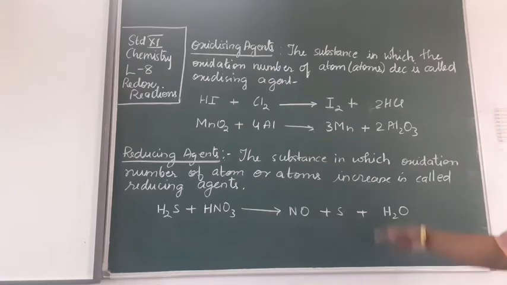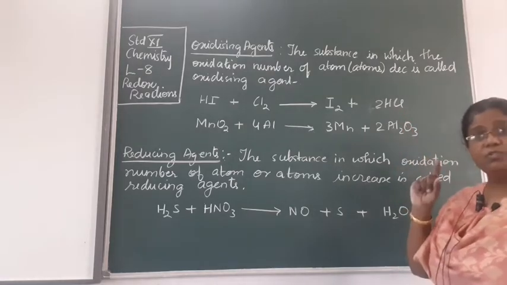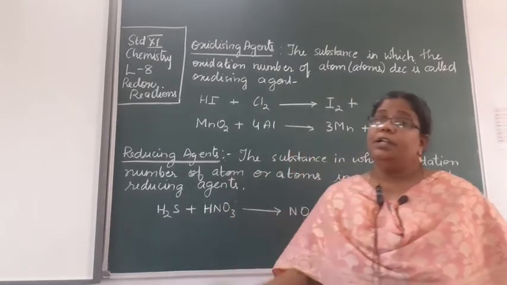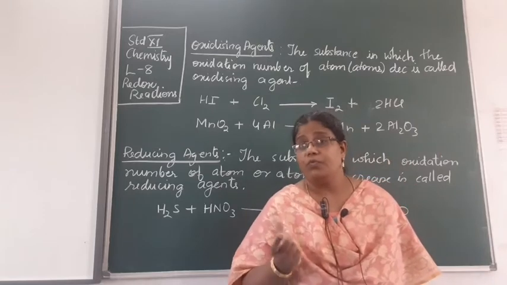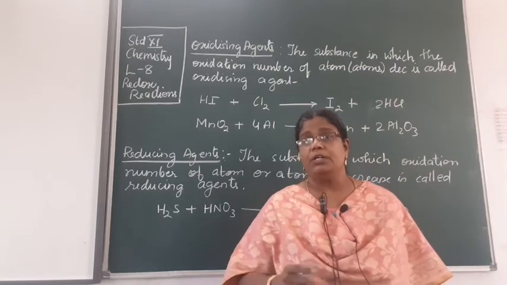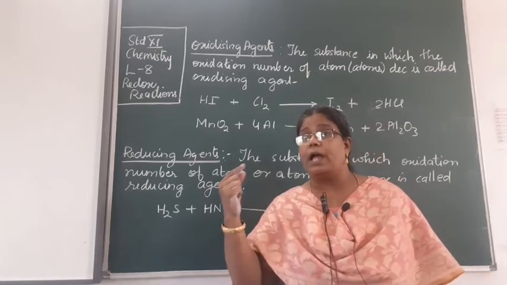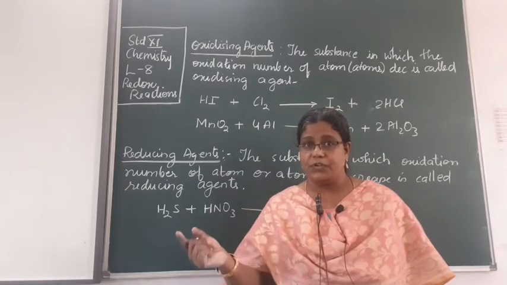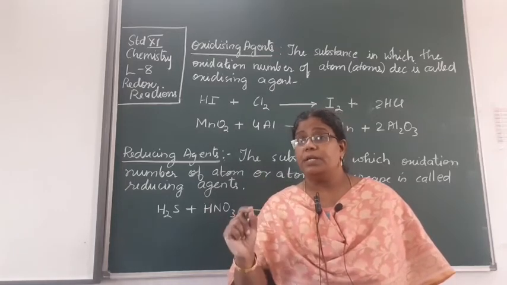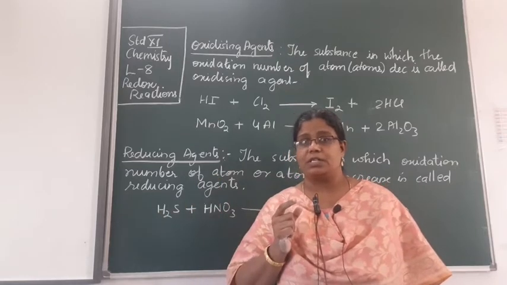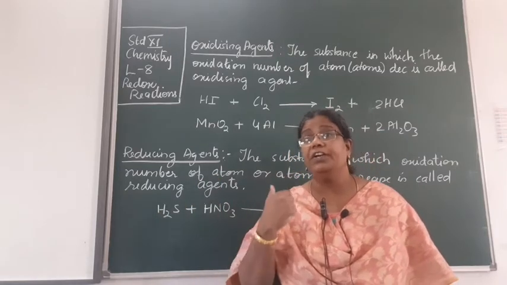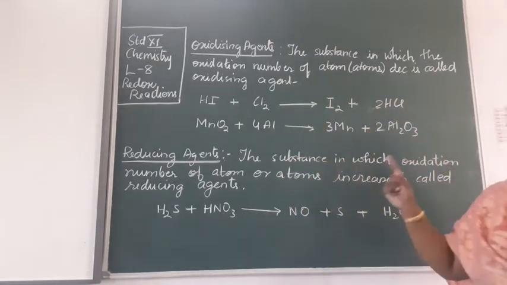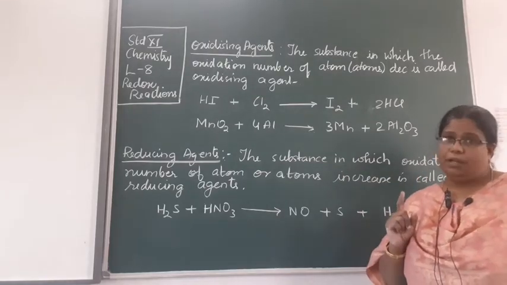Now, today we will discuss what is an oxidizing agent in terms of oxidation number, and what is a reducing agent in terms of oxidation number. In terms of electron transfer, reducing agents were those which had the tendency to lose electrons, and oxidizing agents were the ones which had the tendency to gain electrons. Now, here we will understand oxidizing and reducing agents in terms of oxidation number.